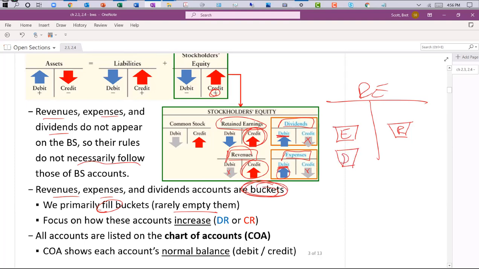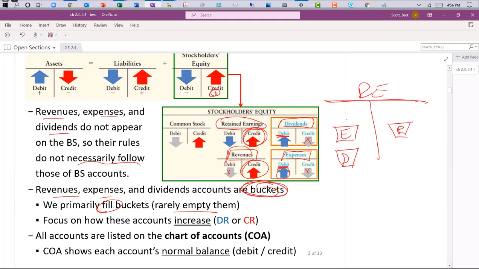You'll see this later when we talk about the closing process, but we keep track of the myriad, the thousands of revenue and expense transactions in separate buckets because these accounts help us produce the income statement and the statement of retained earnings. We don't want to just dump in thousands of transactions into retained earnings every time there is one. It's too much noise. So we keep track of revenues, expenses separately.